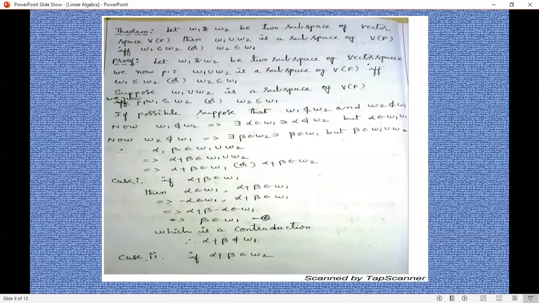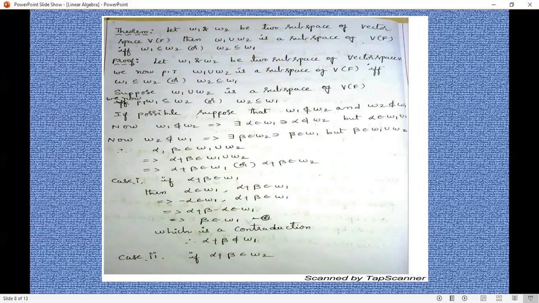Okay, students, we are coming to the next theorem. What we had proved in the previous theorem: if W1 and W2 are two subspaces of a vector space V of F, then W1 intersection W2 is a subspace. In this theorem, we are discussing the union. Listen carefully. The statement: let W1 and W2 be two subspaces of a vector space. What are we given? W1 and W2 are two subspaces of vector space V of F. Then W1 union W2 is a subspace of V of F if and only if W1 is contained in W2 or W2 is contained in W1.